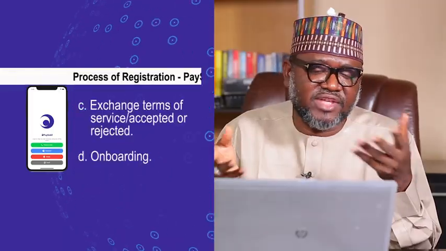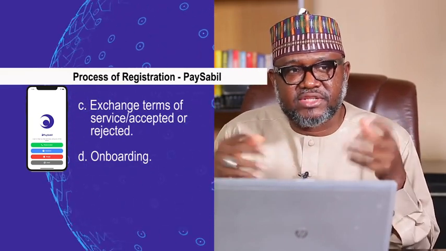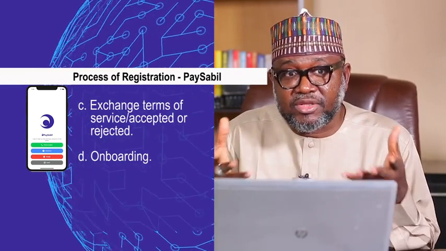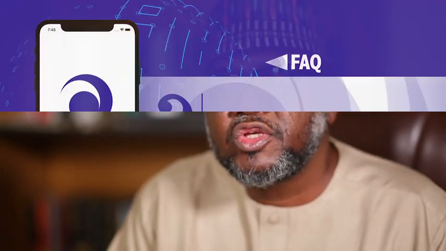Then after this verification, we have our terms of service. The receivers, mosques or charities, will go through the terms of service. Our operational people will explain to their committees, this is what it means, this is what we expect from them, and this is what they expect from us. And then if they accept or reject, if they accept, we move on. So after acceptance of our terms of service, we onboard the organization or the mosque on the PaySabil platform. So this is the process.